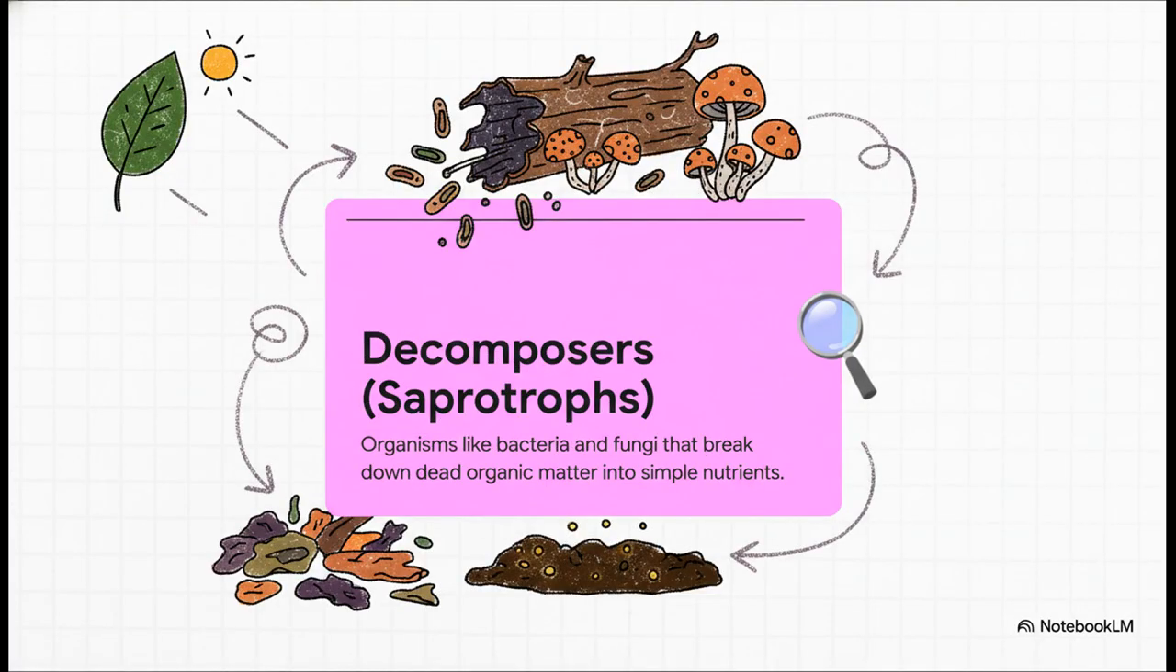But wait, what happens when all of these plants and animals die? That's where the decomposers come in, and their job is absolutely crucial. These guys, think bacteria and fungi, are the ecosystem's cleanup crew. They break down all the dead stuff and return those vital nutrients back to the soil so the producers can use them all over again. They're the ones who complete the whole cycle.